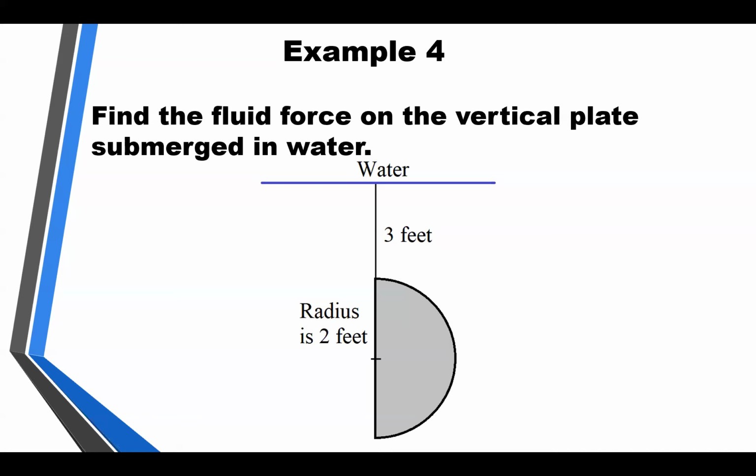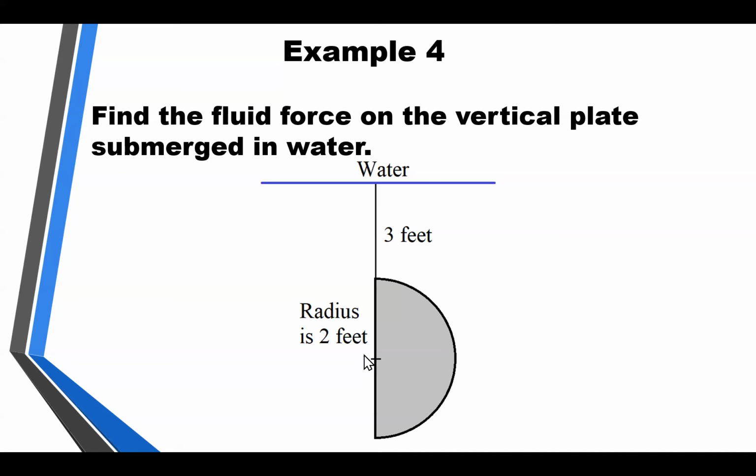Let's do another example. Let's say we submerge a vertical plate in water, and the vertical plate is the right-hand side of a circle. So it's a semicircle, but the right-hand side of a semicircle, whose radius is 2 feet. And the top of that circle is 3 feet under the water line. Now, in this case, we don't have a nice straight line. We have a circle. So where do I want to put the origin?